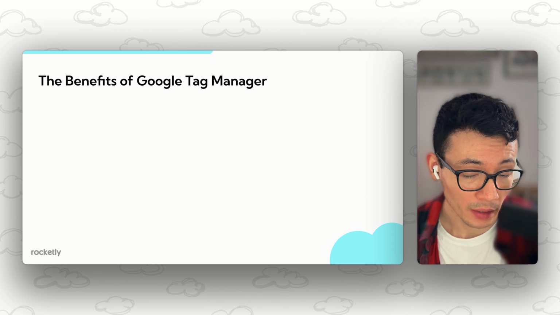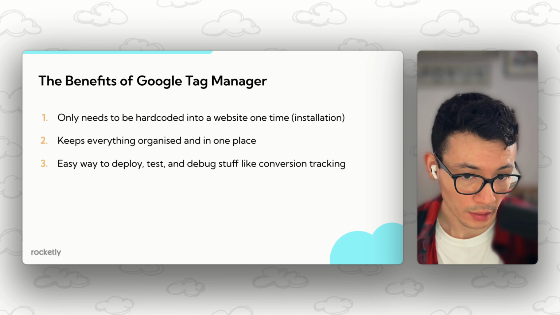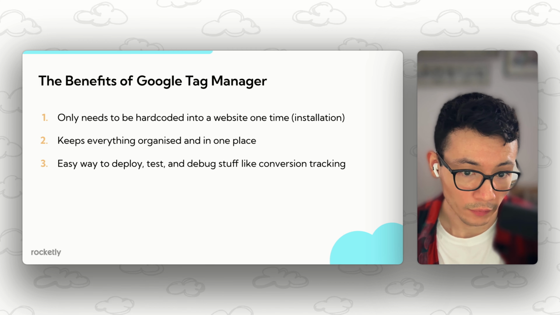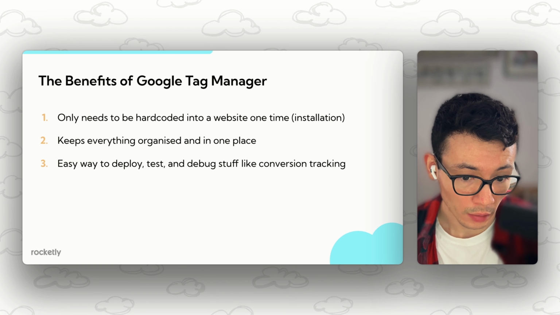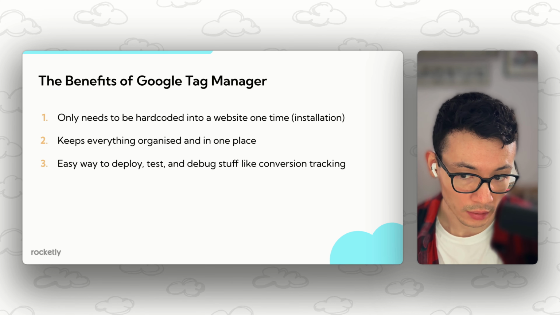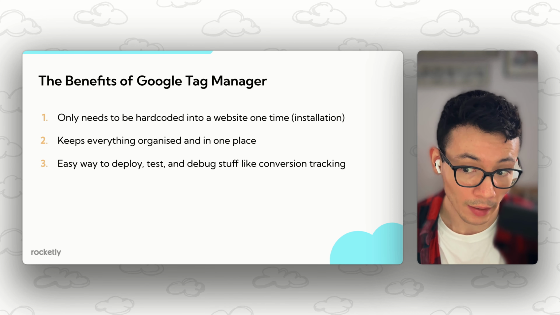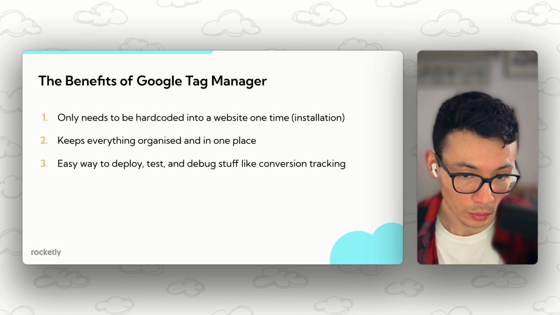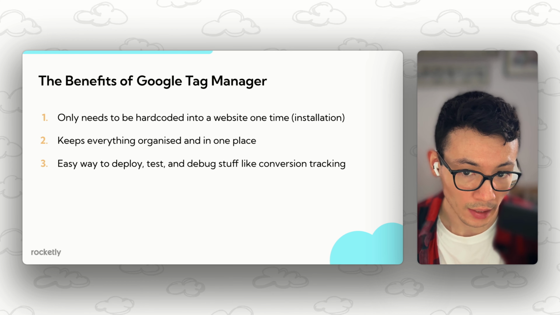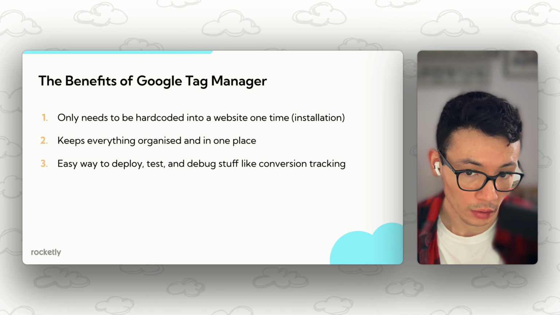What exactly are the benefits of Google Tag Manager? So Google Tag Manager only needs to be hard-coded onto a website one time. So if you ask a developer to install it on your behalf, they can do that for you. And then once they've deployed Google Tag Manager, you can then deploy whatever tags, triggers, and variables that you need to without having to directly go through a web developer every single time. So once you've installed it, it's kind of out of the way, and you can then have full control over what you deploy into a Google Tag Manager container.